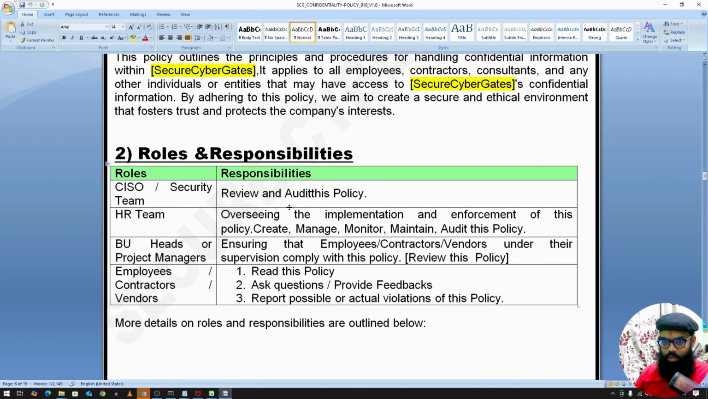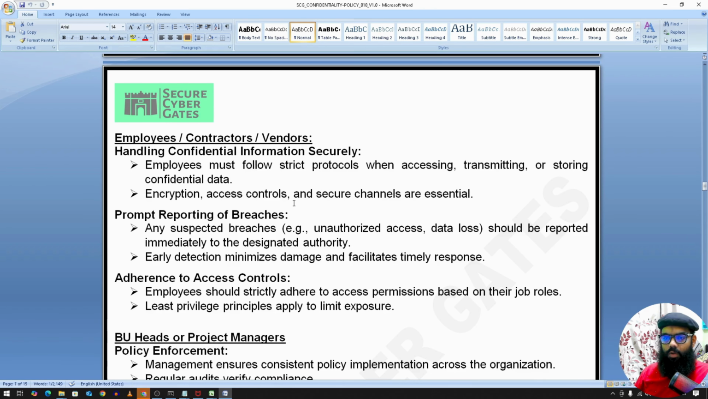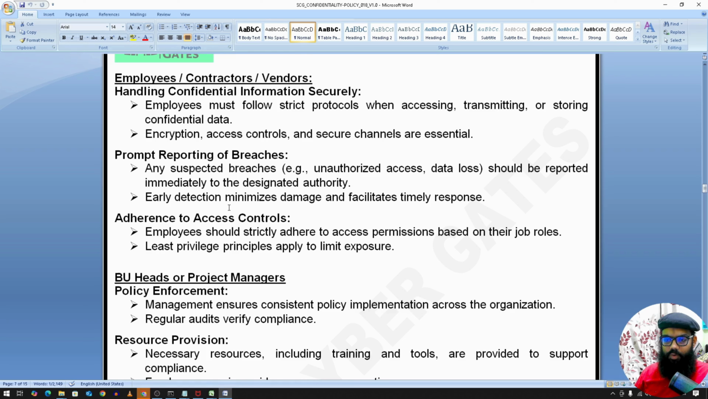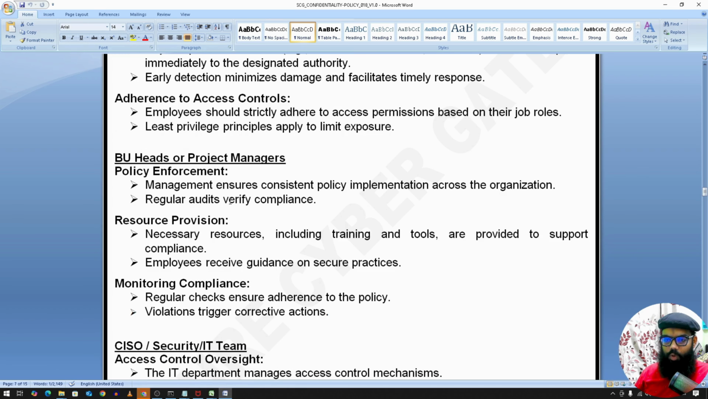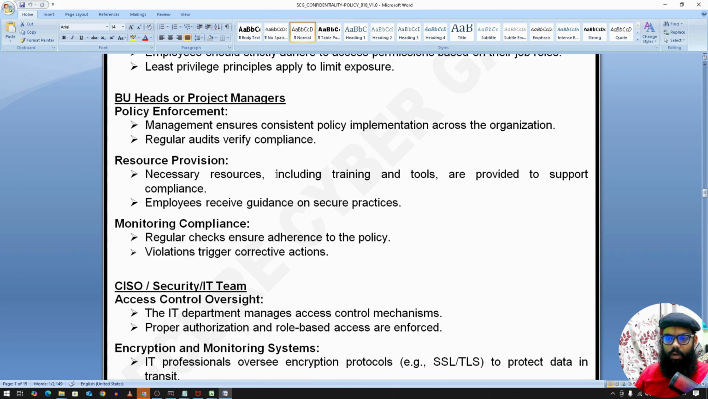So these are the roles and responsibilities. Some more details here on the roles. Employees, contractors or vendors handle confidential information securely. They report the breaches and adhere to access controls. The BU heads or project managers handle policy enforcement.